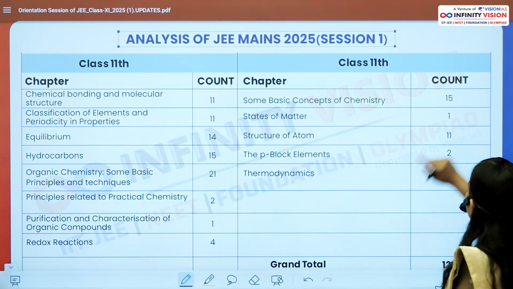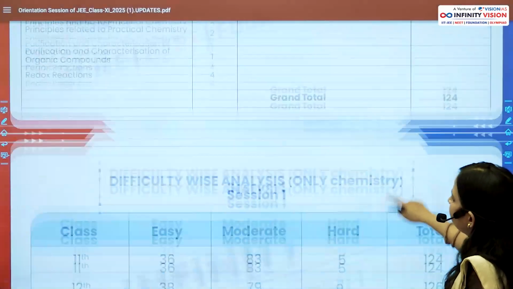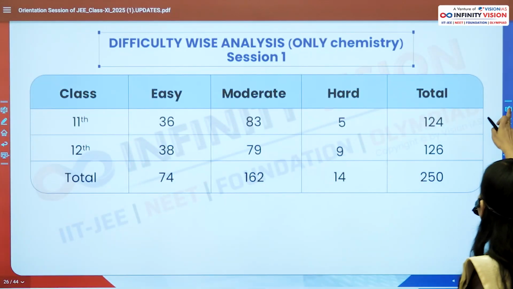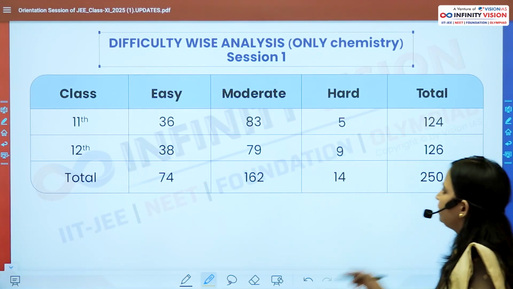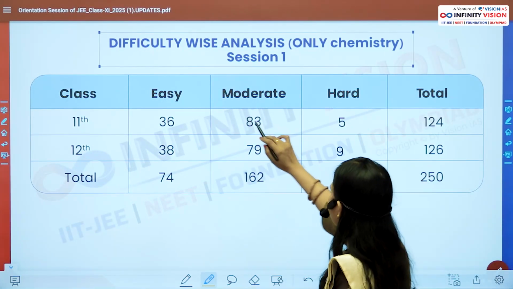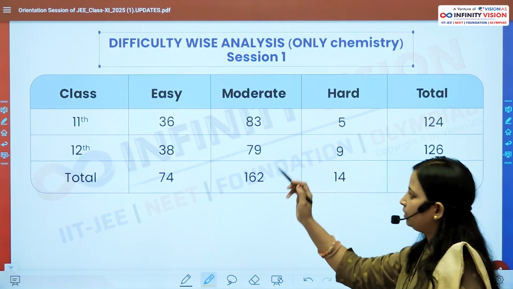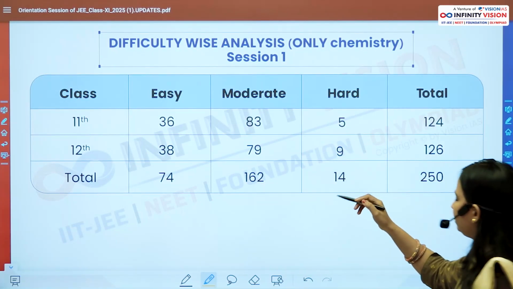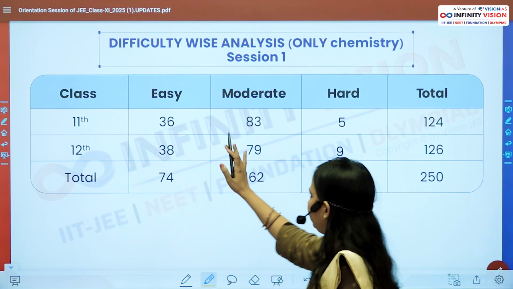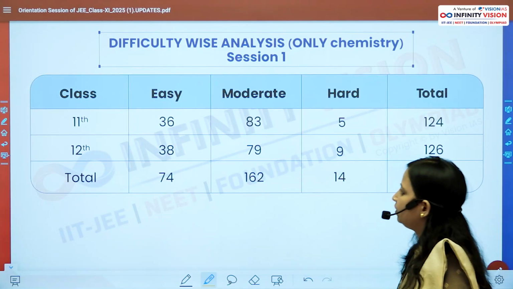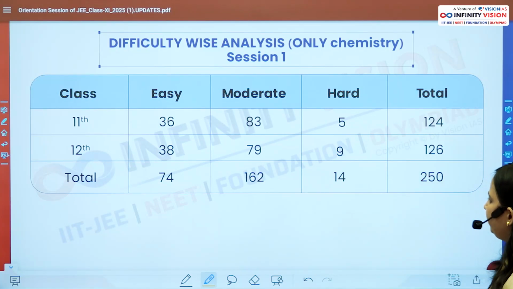Now we can see the difficulty-wise analysis. Difficulty can be checked on the basis of easy, moderate, and hard questions. Here, from the syllabus of both classes, 11th and 12th, the number of questions which are easy, moderate, and hard can be seen.